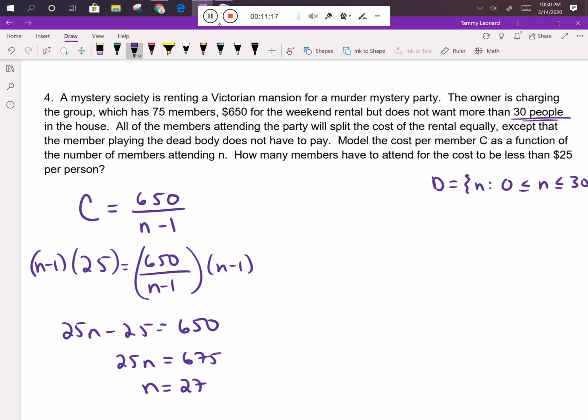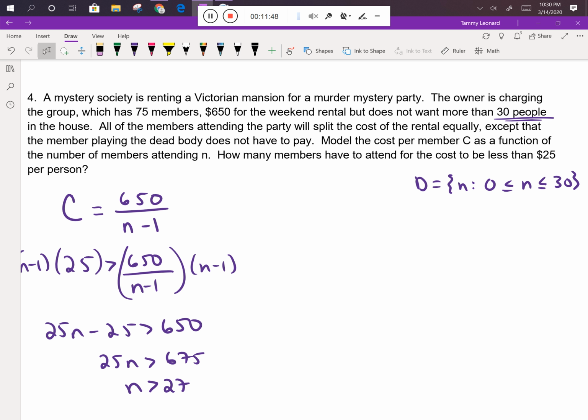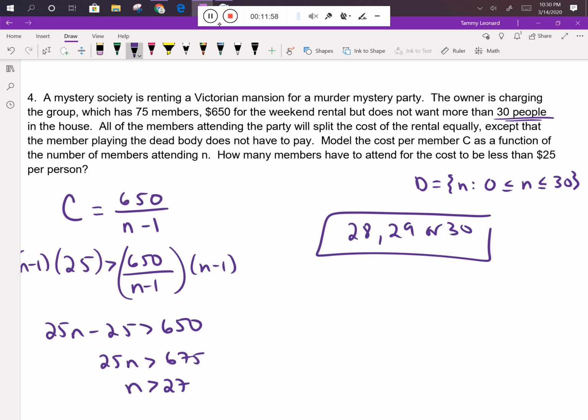Now, remember, this says the cost must be less than 25, right? So we really didn't want an equals. We want the cost to be less than 25. So 25 is the most that we're willing to spend. Not even less than or equal to, just a less than. So we need more than 27 people to go. But wait, we need to look back at the domain. We're not allowed to send more than 30. So the options are actually very limited. We can send 28, 29, or 30 members to this event, but that's the only option to get it for a price that people are willing to pay, but not break the rules of the person who's renting out the mansion.